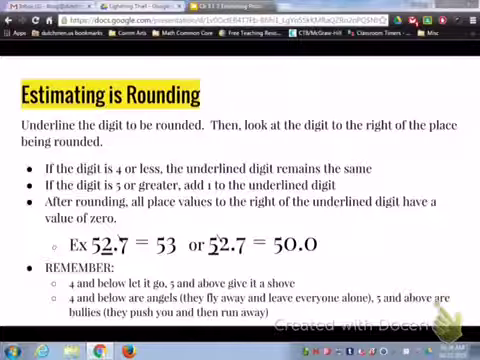So, for example, 52 and 7/10. If we're rounding to the 2, which is the ones place, we look at the 7, which is behind it. The 7 tells the 2 to go up 1, so our answer becomes 53. Or, if we have the same number and we're rounding to the tens place, which is the 5, we look at the 2. The 2 tells the 5 to stay the same. Everything behind it goes to a 0, so we get 50.